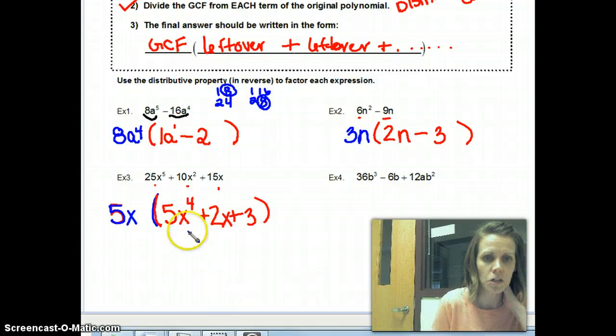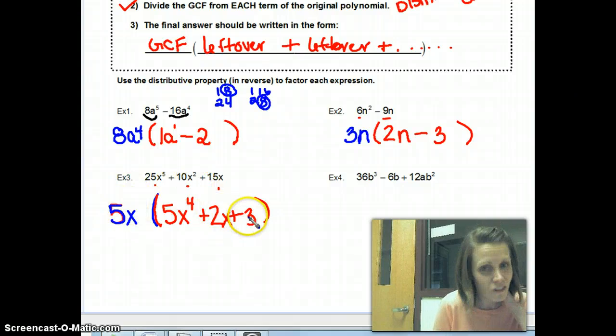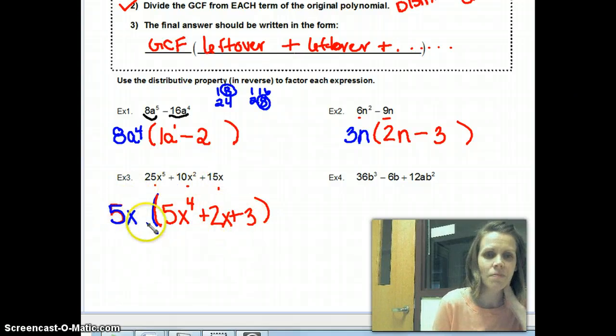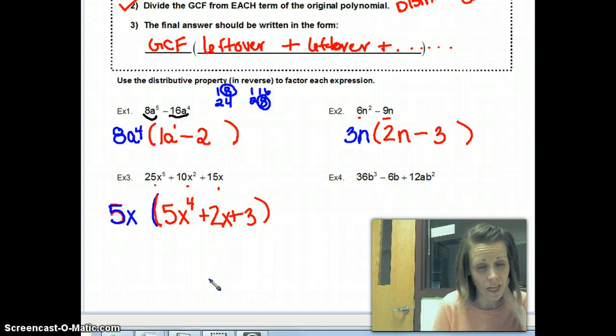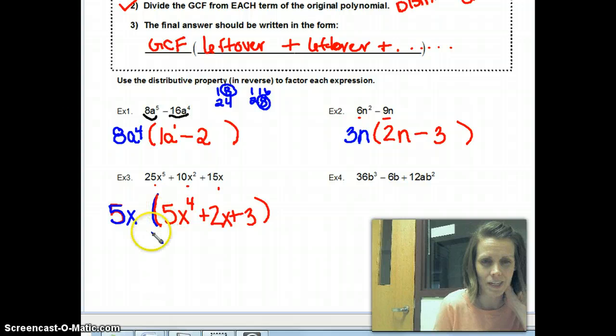Okay, last step, remember to check. 5 times 5 is 25, x times x to the 4th is x to the 5th. Perfect. 5 times 2 is 10, x times x is x squared, and then 5 times 15, I did it, sorry. 5 times 3, thank you, is 15, and then x times nothing is x. Okay, so that's why it's good to check. Sometimes you might make a mistake or think you made a mistake.